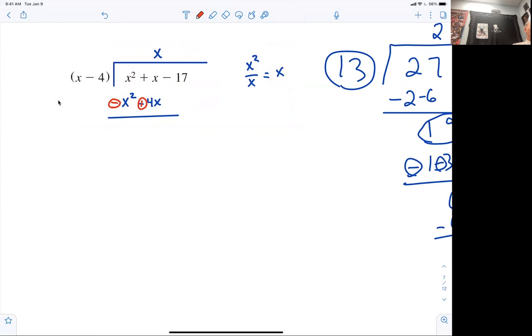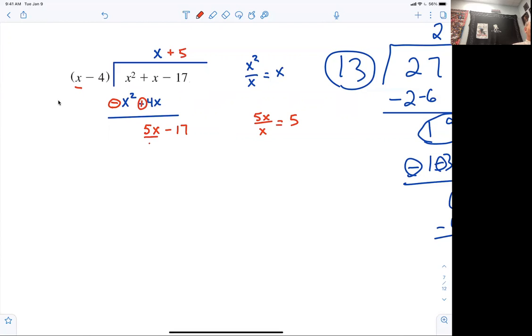And so then it becomes 5x minus 17. And again, it's just the first number divided by the first number. So now it's what? 5x divided by x, which is just what? 5. So it's plus 5.